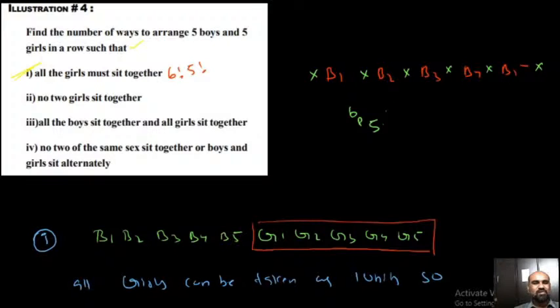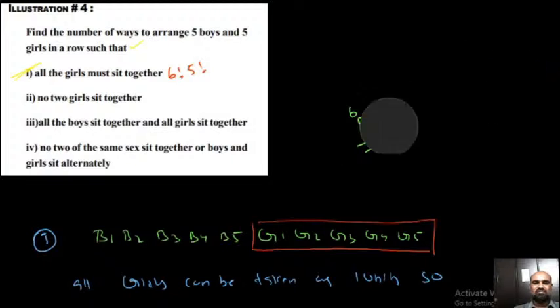This one operation completed. But among all these 6P5, B1 here only, B2 here only, B3 here only, B4 here only, B5 here only. The boys can change their places in 5 factorial ways. 5 boys, no, they can change their place in 5 factorial ways. Therefore, the required answer is 6P5 into 5 factorial. No two girls sit together is 6P5 into 5 factorial. So, I will write that now.